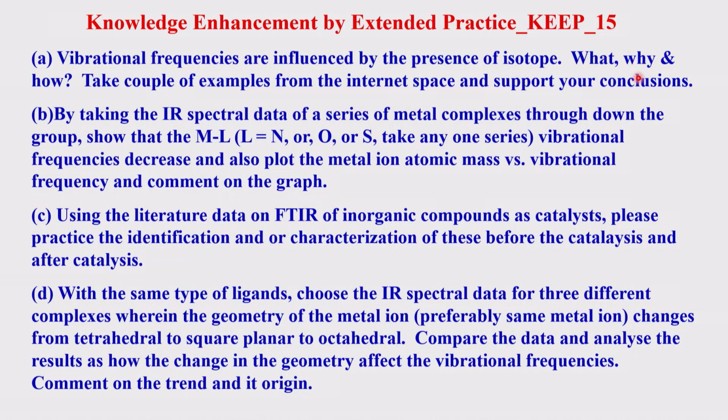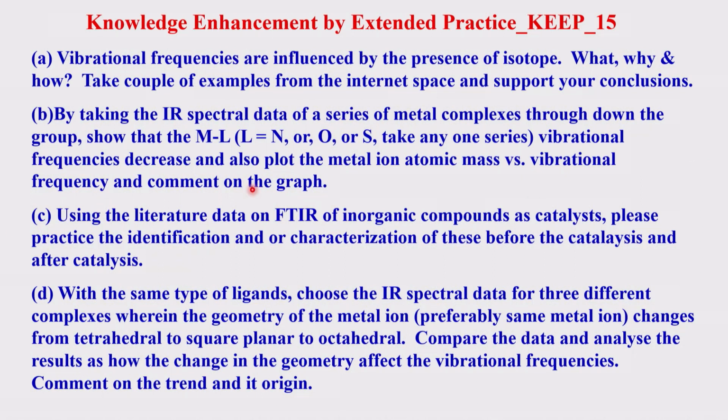Now, by taking the IR spectral data of a series of metal complexes down the group, like 3d, 4d, 5d metals, you can take complexes nitrogen bound, oxygen bound, sulfur bound, or any other, but take the same series. In all the cases for 3d, 4d, the vibrational frequencies decrease, that we have shown. Also make a plot of how this decreases. Is it linear? Is it non-linear? If it is non-linear, how exactly? How does the atomic mass matter? Now look at the formula which I gave and try to fit with that, and comment on the graph.